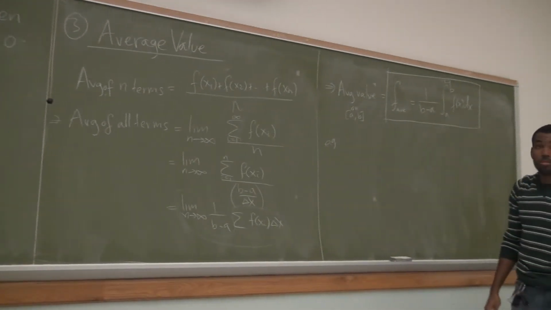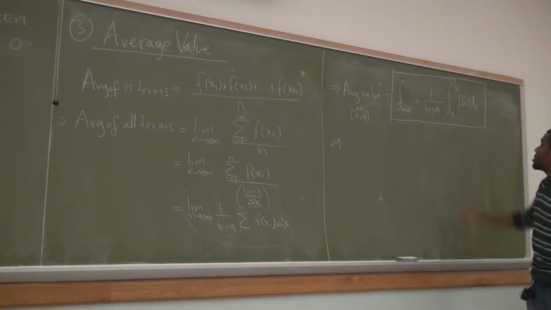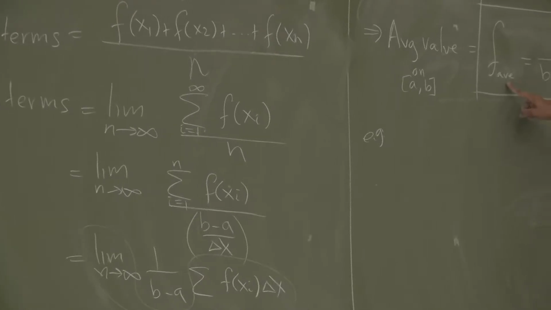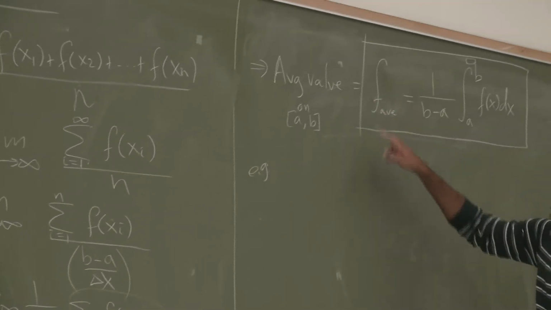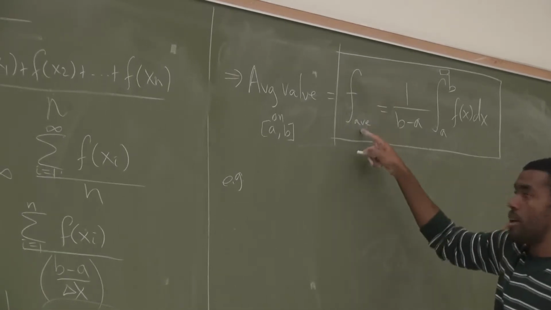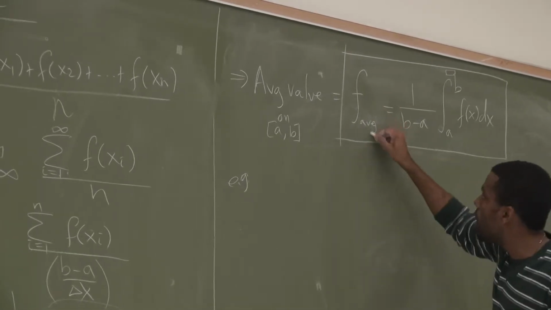Is that an F or an integral with a line in it? This? No, left. Oh, it's an f. It's f sub a v e. That's the notation for f average.